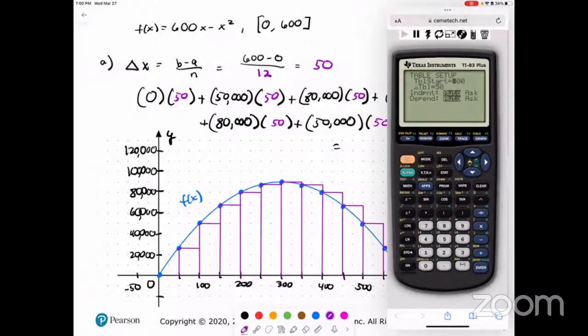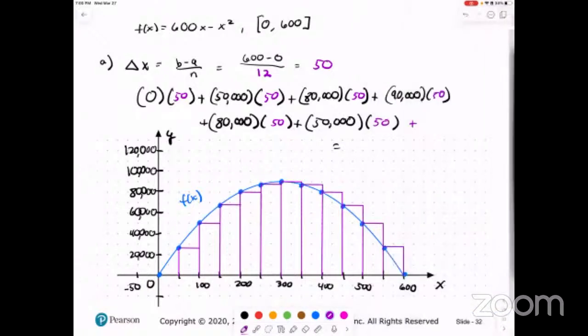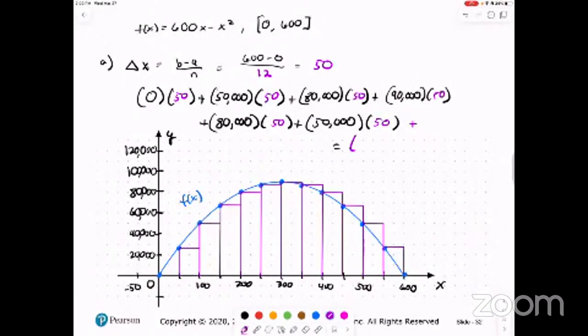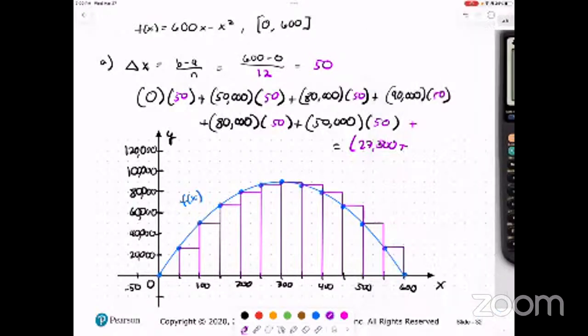Let's have the table start at 0 and change by 50. Okay. So 27,500. We're going to shorthand it. 27,500 plus 67,500.